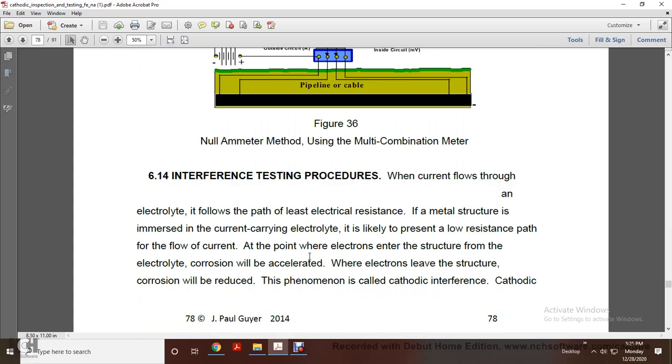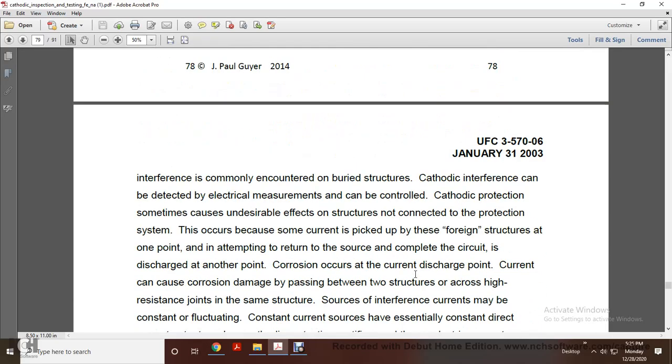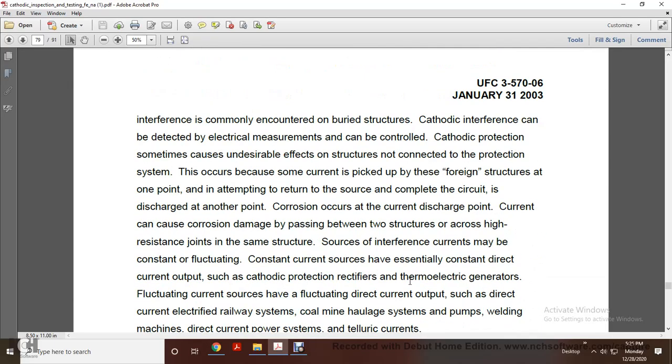6.14, interference test procedure. When current flows through an electrolyte, it takes the path of least resistance. A metal structure immersed in the electrolyte is likely to present a low resistance path for the flow of current. At the point where electrons enter the structure from the electrolyte, corrosion will be accelerated. Where electrons leave the structure, corrosion will be reduced. The phenomenon is called cathodic interference. Cathodic interference is commonly encountered with buried structures.